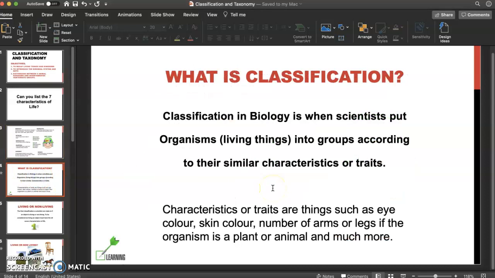Now, what is more important is slide number 4. This has got the definition of classification, and as mentioned before, it talks about when scientists put living organisms into groups according to their similar characteristics or traits. Now, these are things such as eye colour, skin colour, number of arms or number of legs, whether the organism is a plant or animal. It could be whether it's got 2 sets of wings or 1 set of wings, and so on. Okay, there are a lot of characteristics that can group different organisms together.